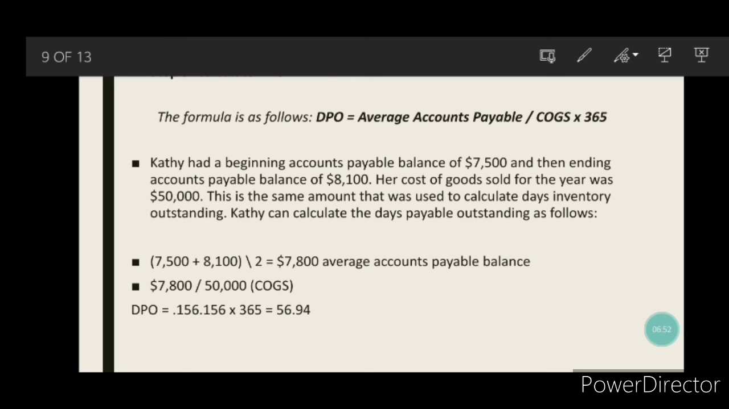Tapos, 7,800 divide 50,000 of cost of goods is equals to 0.156. So, ang days payables outstanding is 0.156 times 365 is equals to 56.94. That means it takes Cathy an average of 57 days to pay her suppliers and vendors.